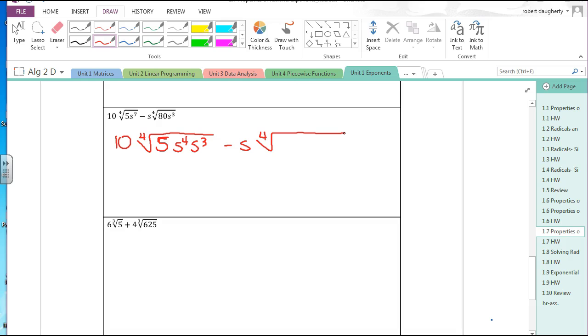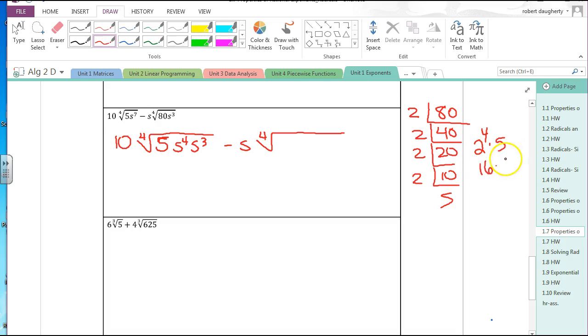Now let's look at 80. Can I simplify 80? When I look at it, I know immediately 80 is divisible by what? By 2. It's 2 times 40. That's divisible by 2. Divisible by 2. Do I see 4 of anything? Yeah, there are 4 2s. So 80 is 2 to the 4th times 5, or 16 times 5. Okay, that gives me a perfect fourth. So I can write this next expression as 2 to the 4th times 5s cubed.